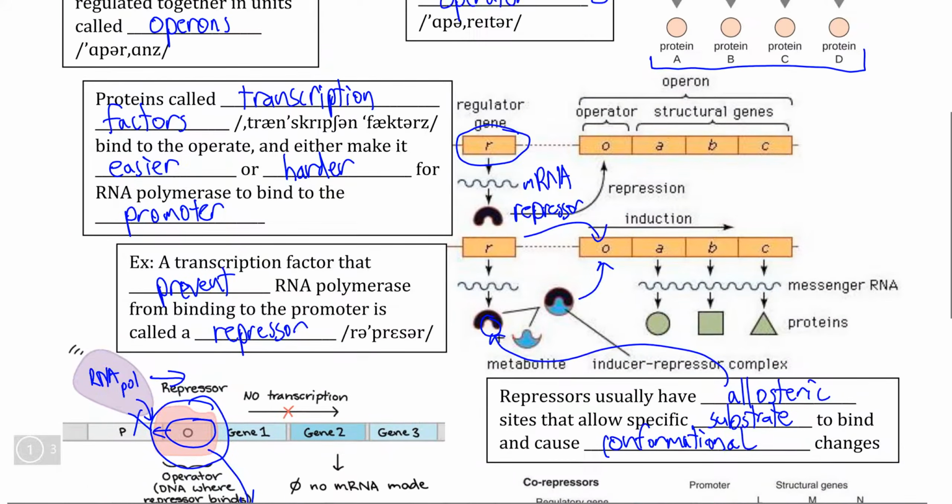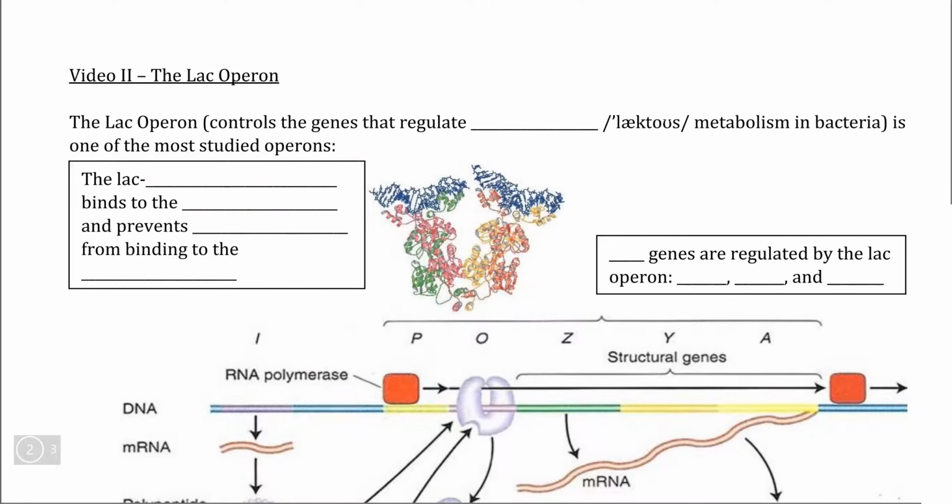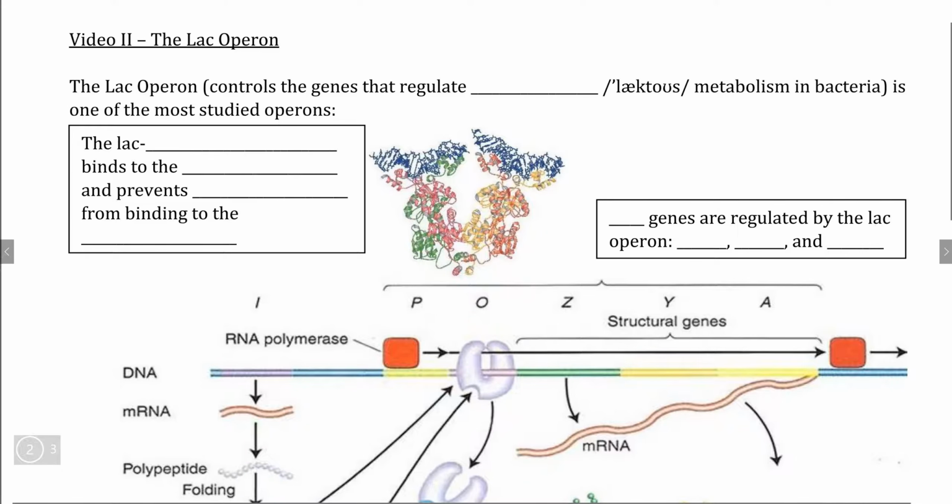Now that you have a foundational background about the components of an operon, in the next video we're going to take a look at the first example of an operon, which is the sequence of DNA that specifically regulates lactose metabolism in certain bacteria.